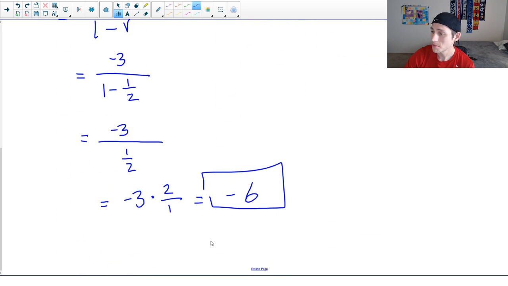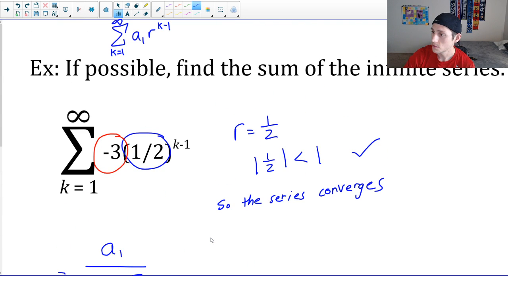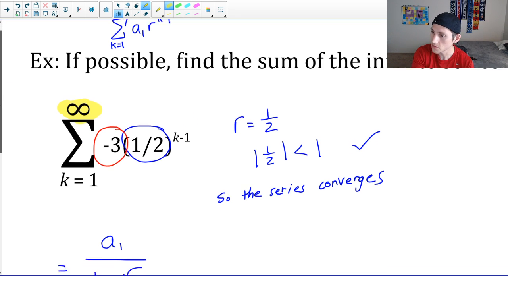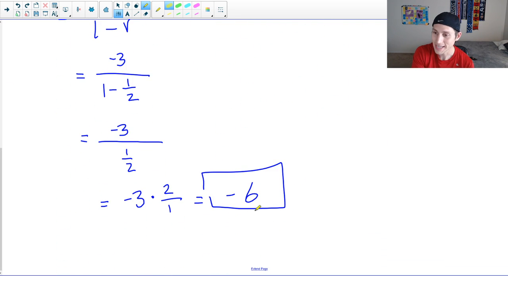So again, a pretty basic answer. We show, if we add up an infinite amount of terms of this format, plugging in 1, then plugging in 2, plugging in 3, plugging in 4, plugging in 5, and adding them all together forever, we end up at -6. That's pretty wild. I like it.